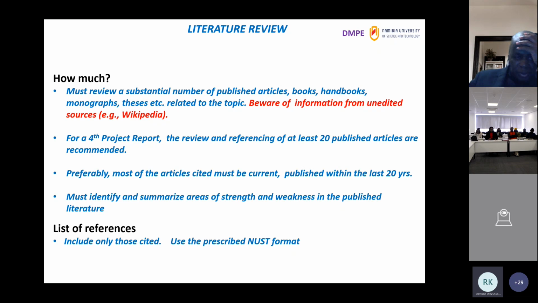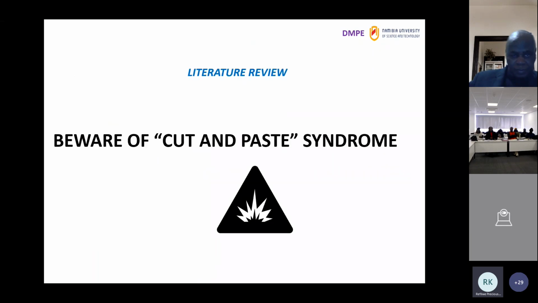For each article you review, you must identify and summarize areas of strength and weaknesses so that you get a fair criticism to give to the author. List of references. You should not put on your reference list any article that initially you read and documented, but never included in your citation during the thesis. If it is on the list, it has to be cited in the thesis. And you must use the prescribed format.